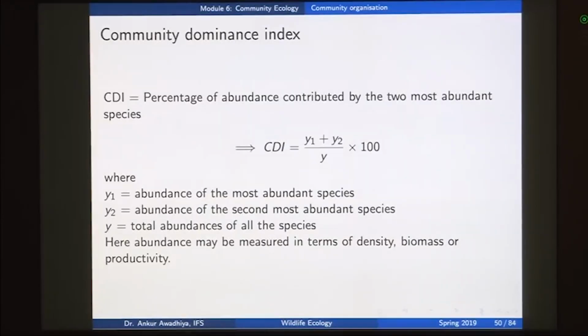Here, y1 is the abundance of the most abundant species, y2 is the abundance of the second most abundant species, and y is the total abundance of all the species, and abundance may be measured in terms of density, biomass or productivity. Now, why are we doing that?